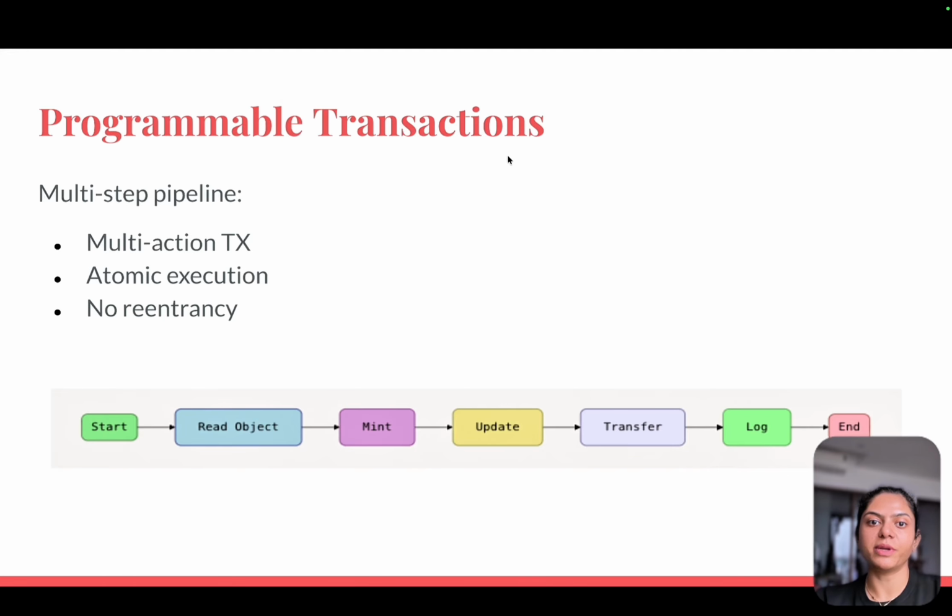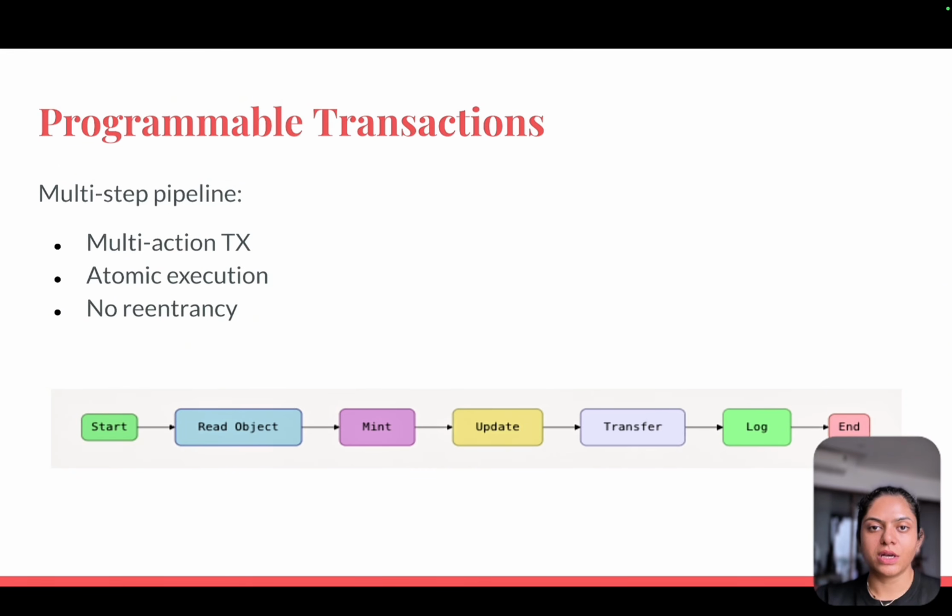Third is programmable transactions, and how that actually works. This is one of the biggest reasons developers choose Sui. Before we move further, let's understand what programmable transactions are. Programmable transactions let you bundle multiple actions across multiple objects inside a single atomic execution. Instead of sending one transaction to mint an NFT, another to update metadata, and another to transfer, Sui lets you compress all this into one atomic multi-step transaction.